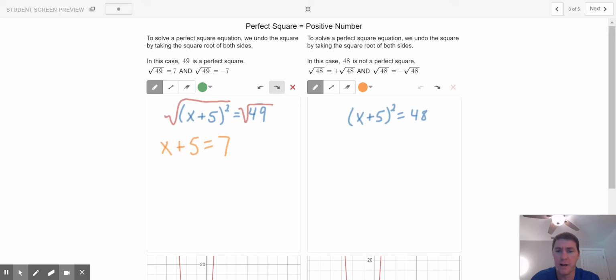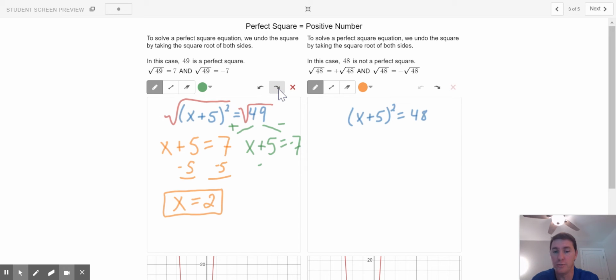Everybody knows the square root of 49 is 7. But did you know that the square root of 49 is also negative 7? Negative 7 times negative 7 is 49. So we end up with two solutions, one positive and one negative. Now we solve this equation. We subtract 5 from both sides. We get x equals 2, and on the other side, we get x equals negative 12.